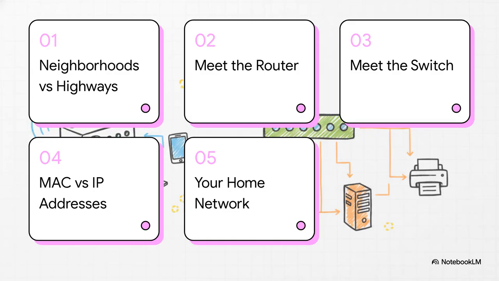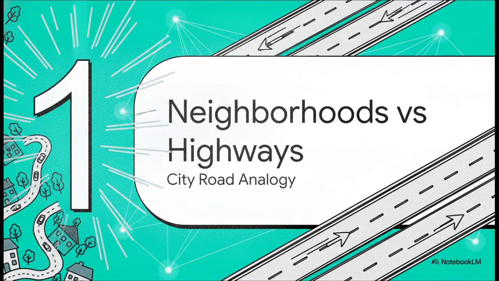Here is our roadmap for this explainer. First, neighborhoods versus highways. Second, meet the router. Third, meet the switch. Fourth, MAC versus IP addresses. And finally, your home network explained. Okay, kicking things off with Section 1, Neighborhoods versus Highways.